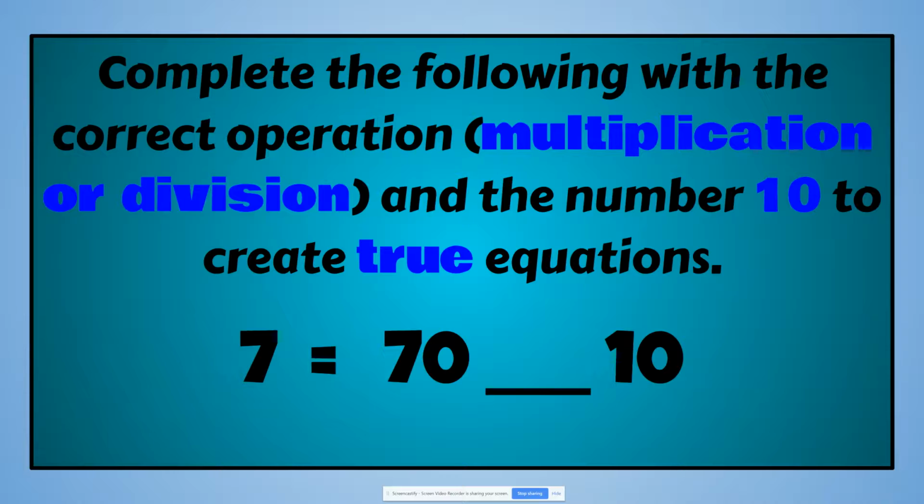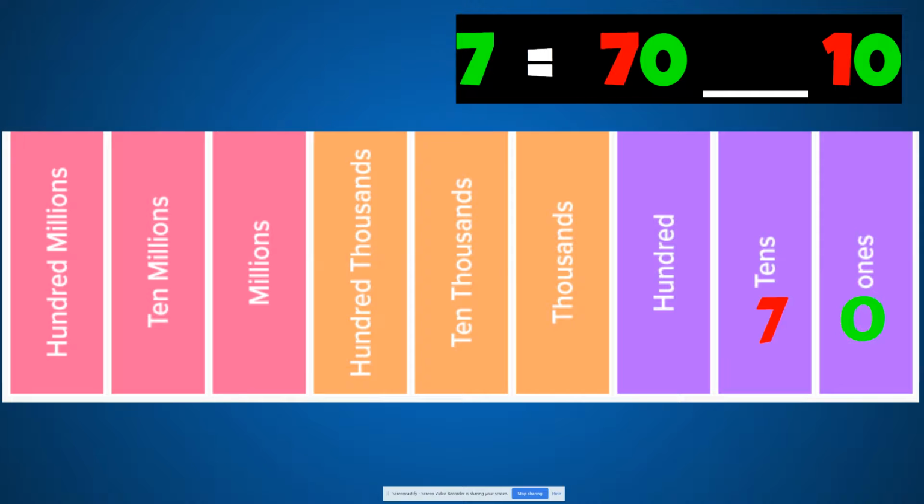So the equation is 7 equals 70 blank 10. What do we need to put in the blank to make it a true statement? Do we put a multiplication symbol in, or do we put a division symbol in? So now we're going to go and work with our place value chart. So 7 equals 70 blank 10.